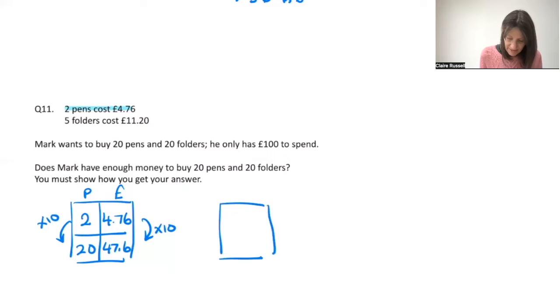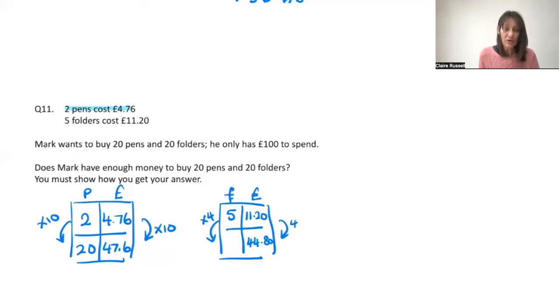Set the same thing up for my folders. So I've got 5 folders. Whoops, I keep trying to write pound signs when I want to do an F. And I squash that in. It is £11.20. Again, I want 20, so I just need to times that by 4. So when I times that up by 4, I will get £44.80.